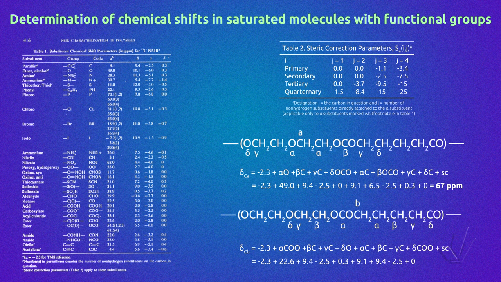Finally, the steric corrections are added. In this case, our methylene carbon B is bonded with a carbonyl, that is a quaternary carbon atom, so the constant minus 7.5 must be added. The chemical shift for this carbon B is 36 ppm.